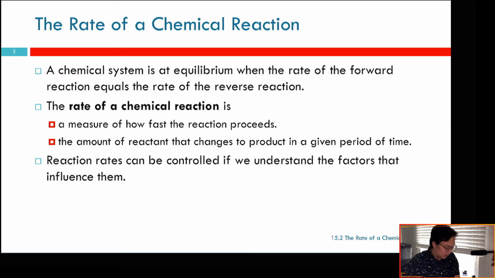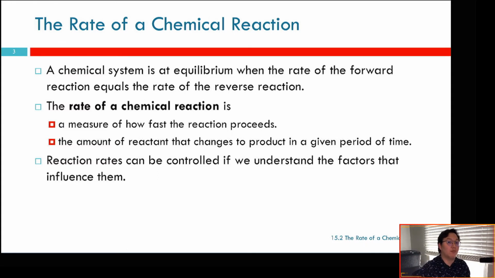The rate of a chemical change is what determines the equilibrium. A chemical system is at equilibrium when the rate of the forward reaction equals the rate of the reverse reaction. So at some point, and we'll see why this is, the rate in one direction will slow down and the rate in the other direction will speed up until they're the same. The rate of a chemical reaction is a measure of how fast the reaction proceeds. So how fast are we turning our reactants into products? How fast are our cars driving from one parking lot to another? It's the amount of reactant that changes to a product in a given period of time. The reaction rates can be controlled if we understand the factors that influence them. So how do we increase our rate towards products and decrease our rate towards reactants?